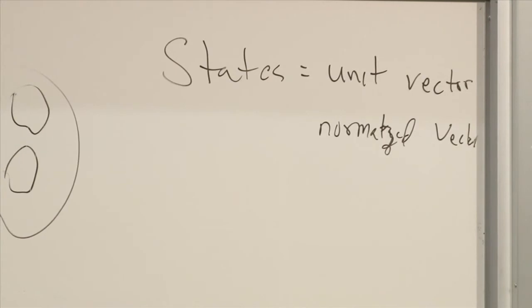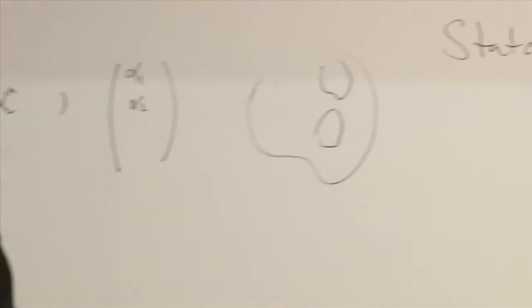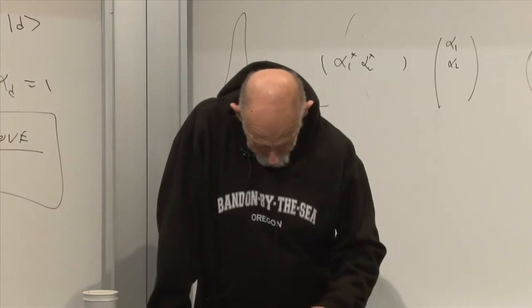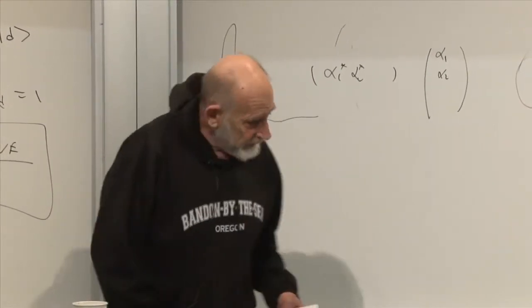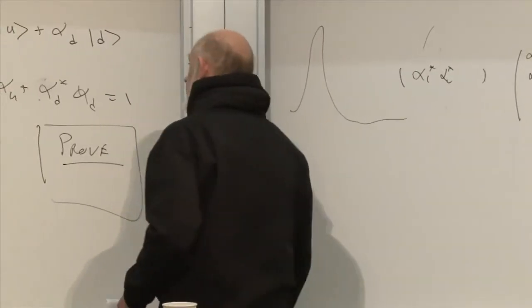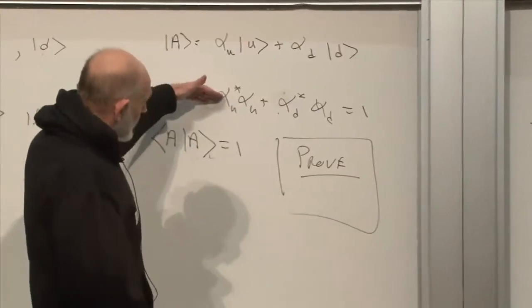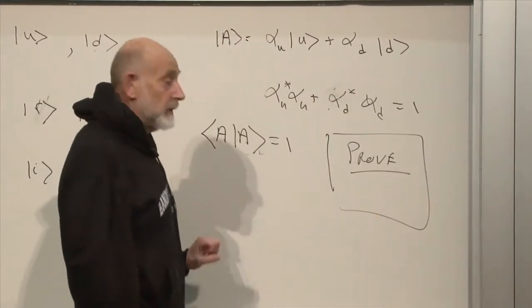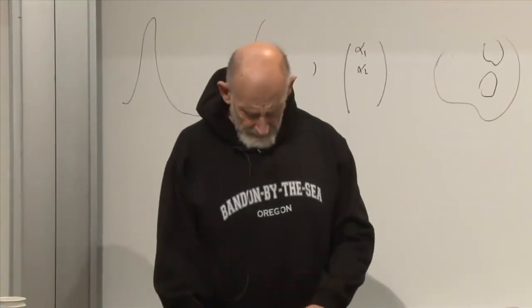So all physical states, all states of what you can do to that electron spin or to anything else, correspond to unit vectors. And given any such unit vector, the probabilities associated with it are alpha star alpha up and alpha star alpha down. Right? So that is a bit of information.